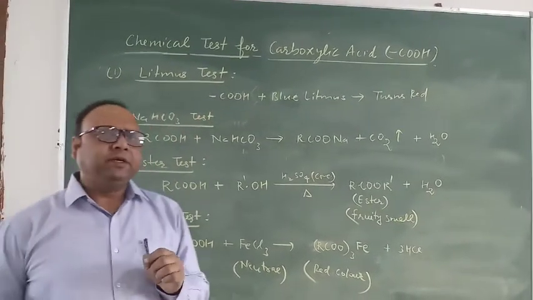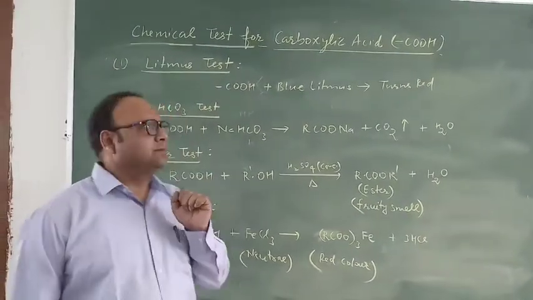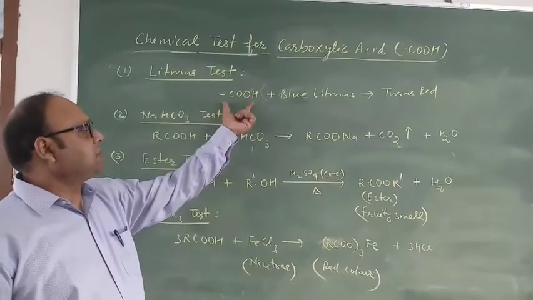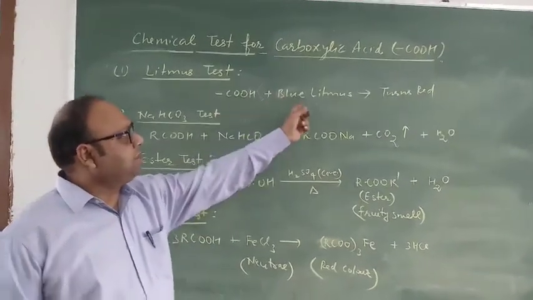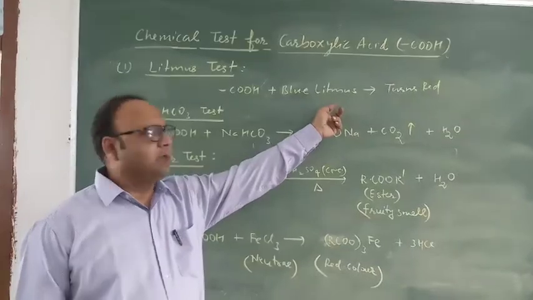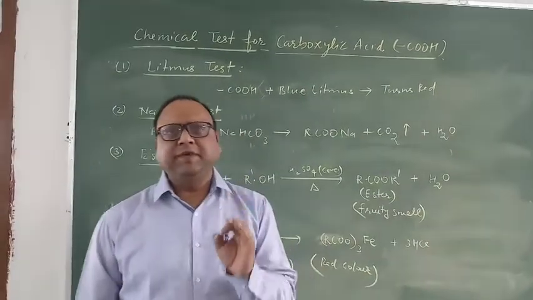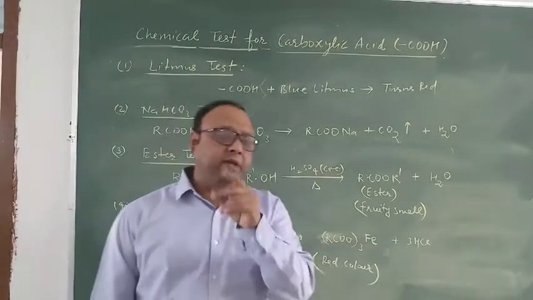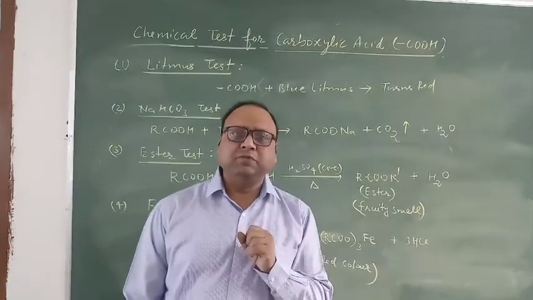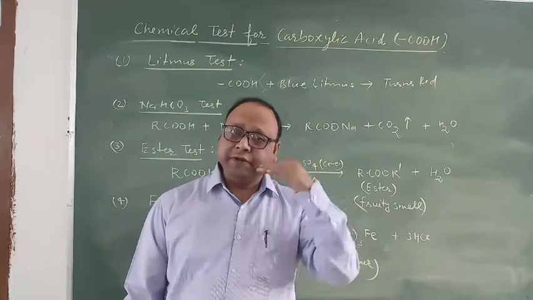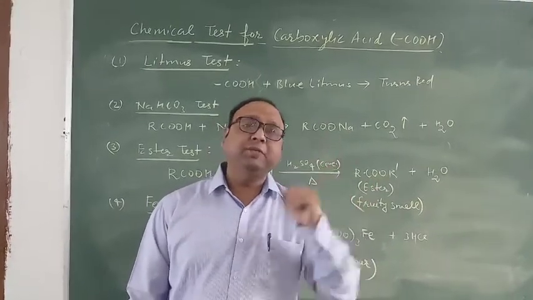All the carboxylic acids are acidic in nature, due to the carboxylic group. So any carboxylic acid, when treated with blue litmus solution or blue litmus paper, turns the blue litmus to red. It means it is acidic in nature. But in your syllabus, phenol is also present, and phenol also turns blue litmus to red.